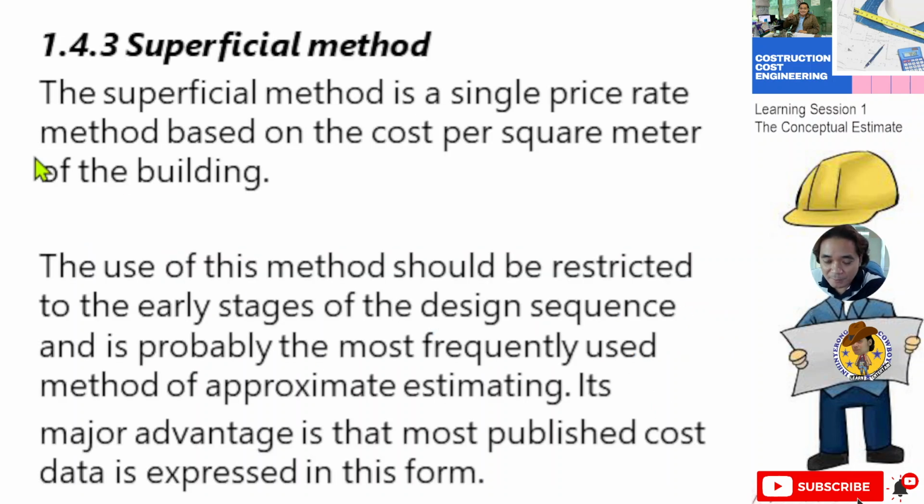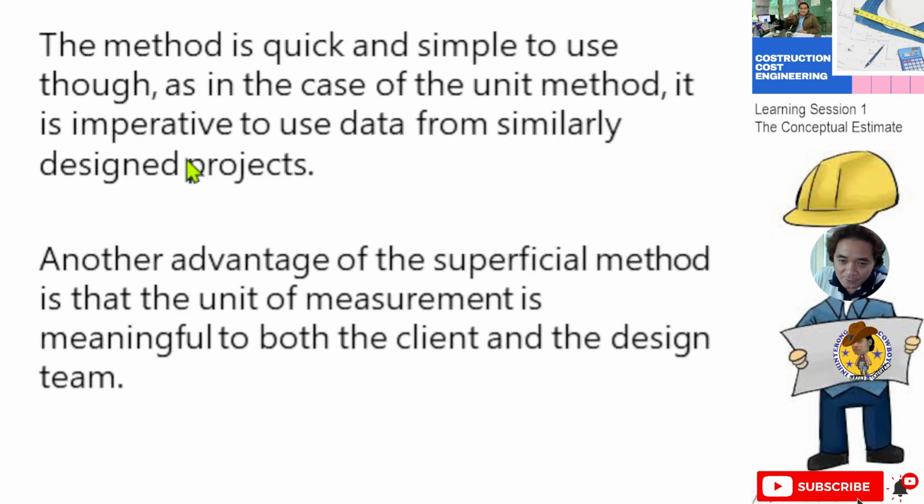Then we have the superficial method. The superficial method is a single price rate method based on the cost per square meter of the building. The use of this method should be restricted to the early stages of the design sequence, and it is probably the most frequently used method of approximate estimating. Its major advantage is that most public cost data is expressed in this form. So the method is quick and simple to use, though, as in the case of the unit method, it is imperative to use data from similarly designed projects.